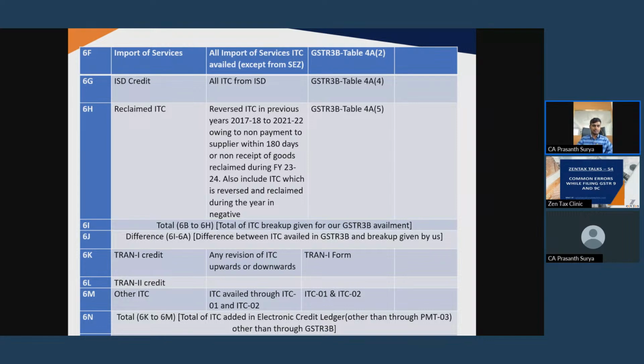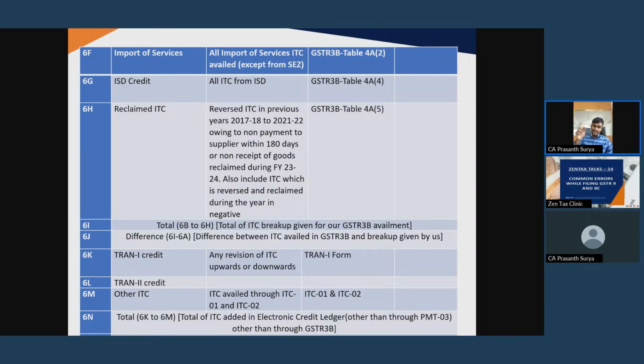In table 4B2, temporary reversal, as we commonly call it, you will report the 10 rupees, and table 4C will reflect 90 rupees, which will ultimately get carried to the electronic ledger. 90 rupees is your eligible ITC, and you are getting that carried to the electronic ledger.